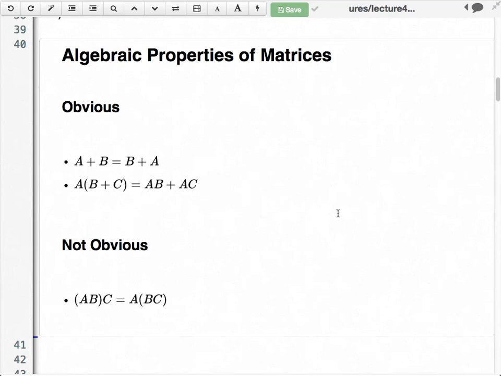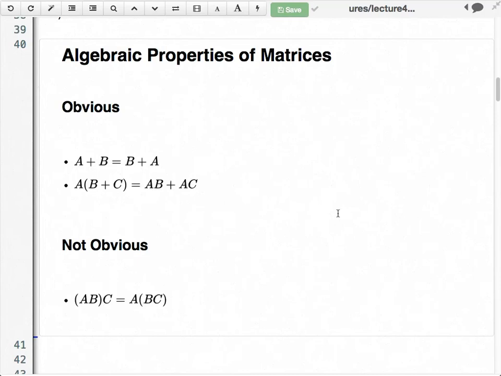So there are some really easy ones. You have two matrices for which the sum makes sense. It's pretty obvious that A plus B is the same as B plus A, because you add component-wise. Okay, that's just completely easy.